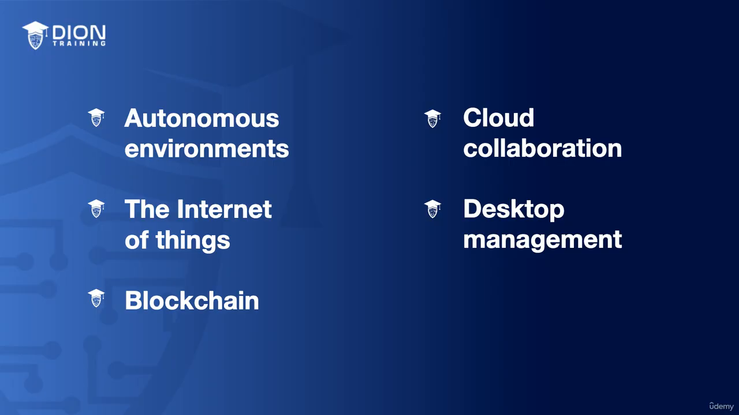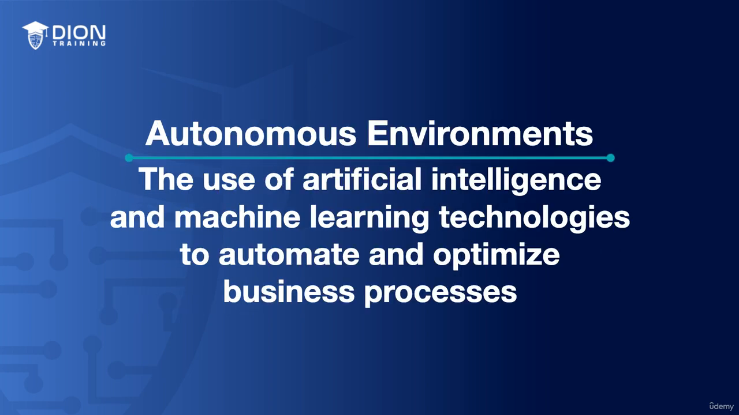Seventh, we covered the evolving business services, including things like autonomous environments, the Internet of Things, the blockchain, cloud collaboration, and desktop management, which is known as desktop as a service or virtual desktop infrastructure. Autonomous environments refers to the use of artificial intelligence and machine learning technologies to automate and optimize business processes. These technologies can be used to automate tasks such as data analysis, decision-making, and resource allocation, and this can help businesses operate more efficiently and effectively.